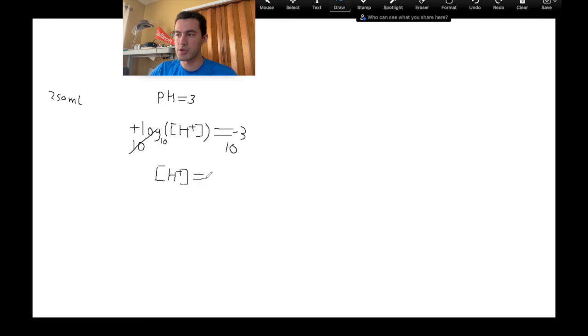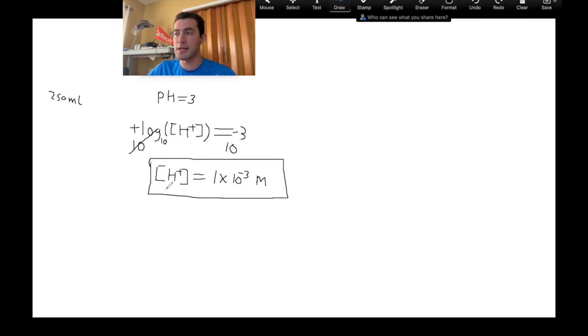Our proton concentration is going to equal 1 times 10 to the -3 moles. Always put moles. Be careful, because I know some professors and teachers like to dock you if you don't put your units right. And it's always just good habit anyway to put your units. So that's the first part of the question. We solve for the proton concentration.